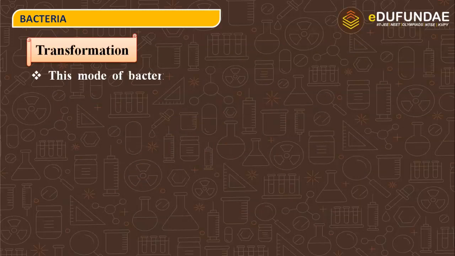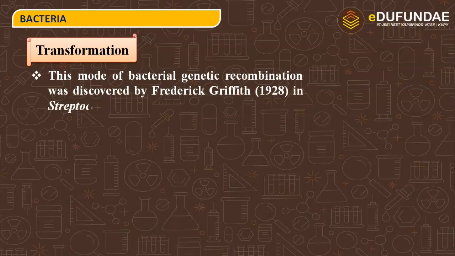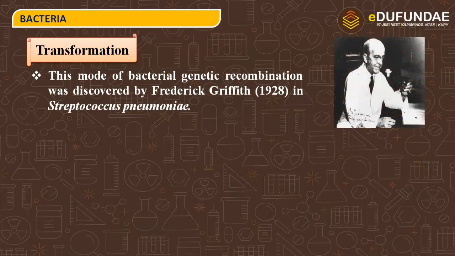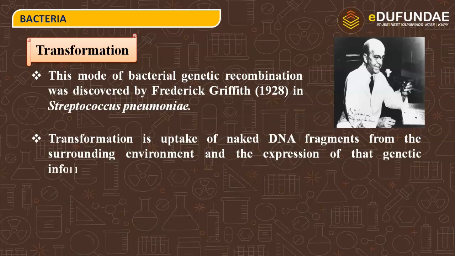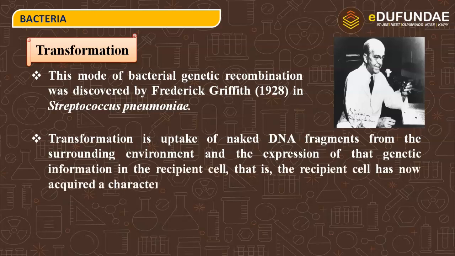Next is transformation. This mode of bacterial genetic recombination was discovered by Frederick Griffith in 1928 in Streptococcus pneumoniae. Transformation is uptake of naked DNA fragments from the surrounding environment and the expression of that genetic information in the recipient cell. That is, the recipient cell has now acquired a characteristic that it previously lacked. So what we see in this process, that the naked DNA fragments are directly being taken up from the surrounding environment by the recipient, and the recipient cell has now acquired a characteristic that was once not there in its body, but now after acquiring it from the environment, it is having it.